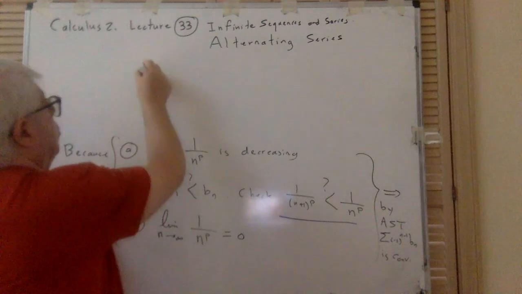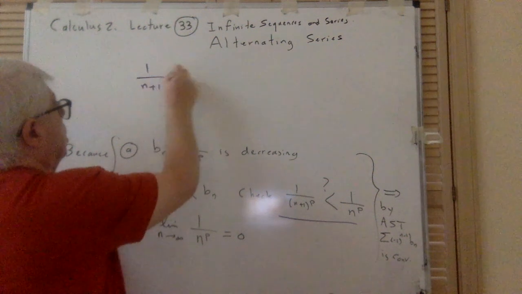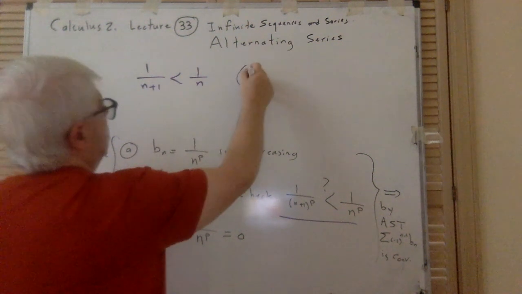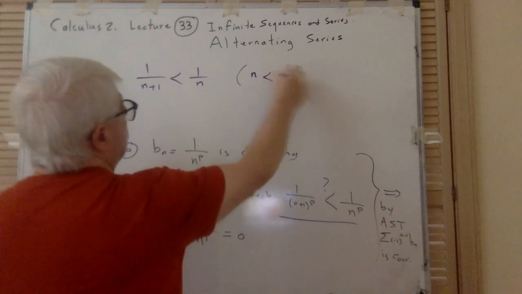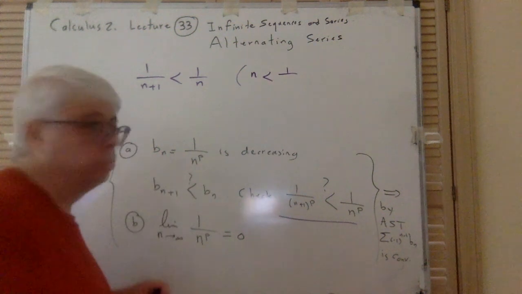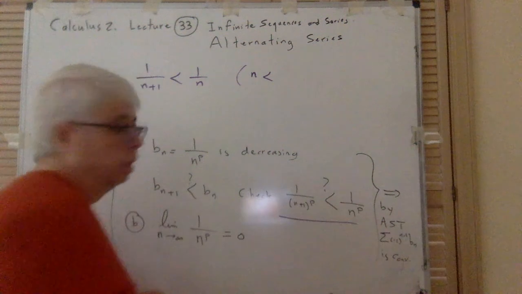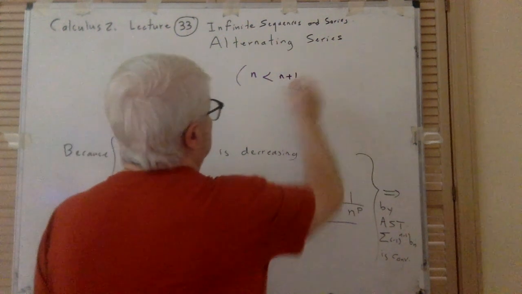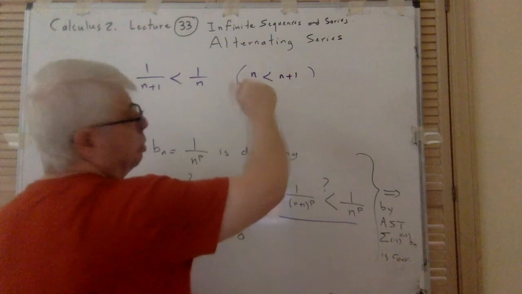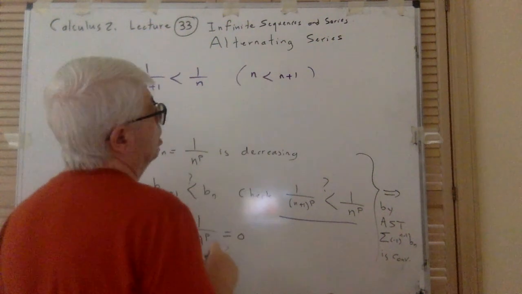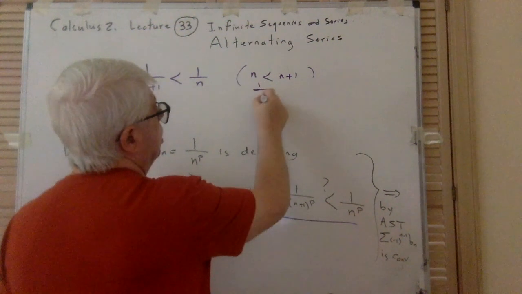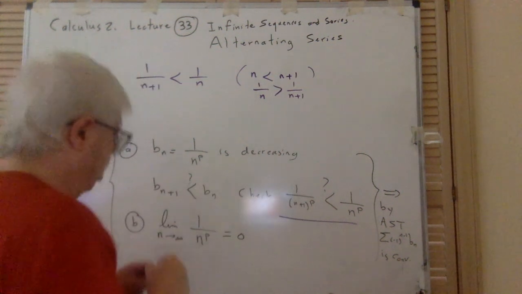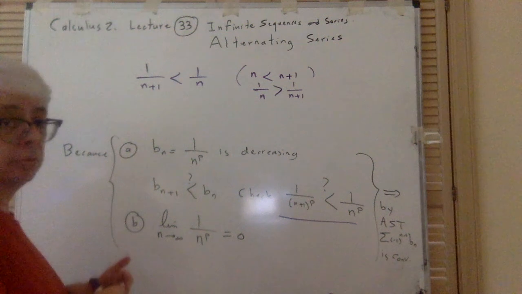So we have 1 over n plus 1 is less than 1 over n. Why does this happen? Just cross multiply, because n is less than n plus 1. If I find the reciprocal, this changes. The reciprocal is 1 over n, and it is bigger than 1 over n plus 1. That's because they are positive.